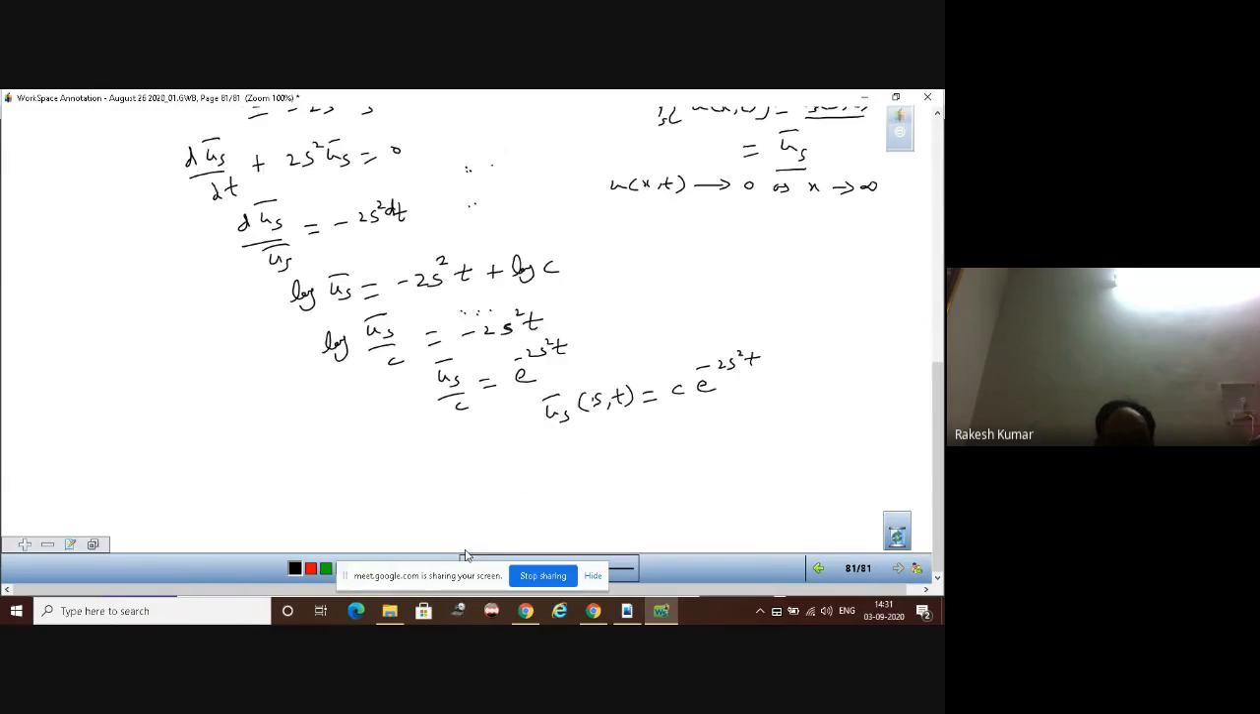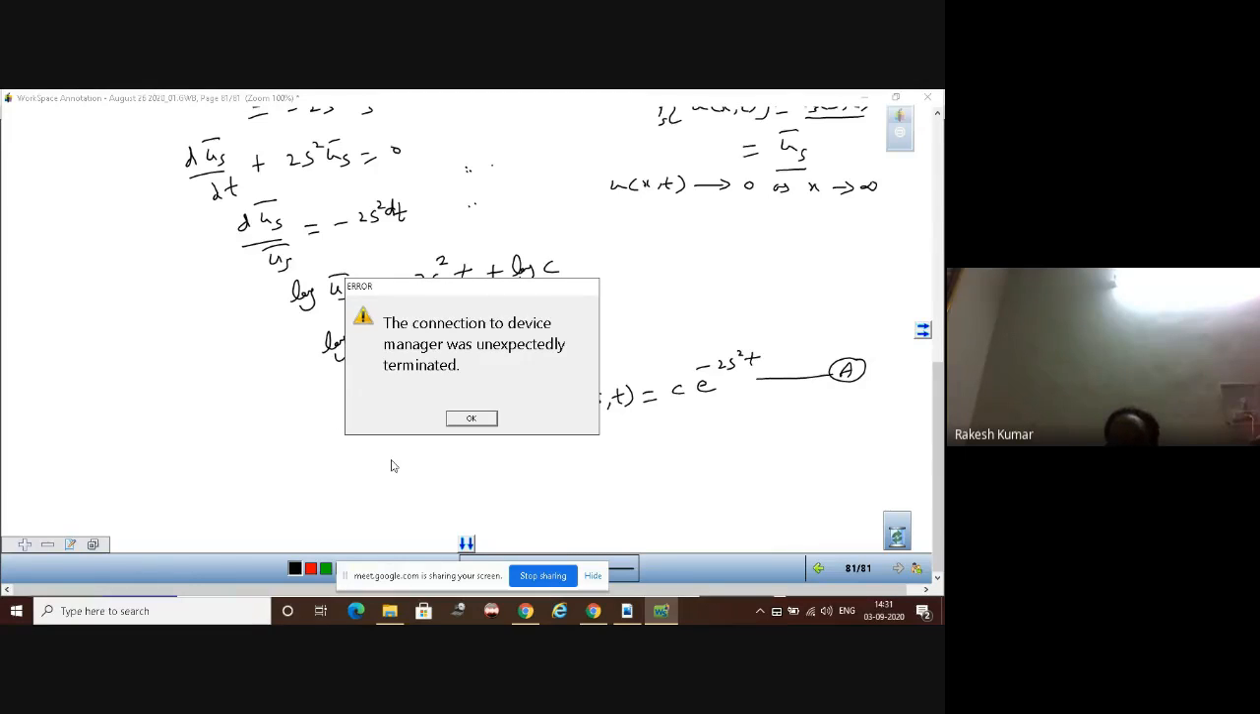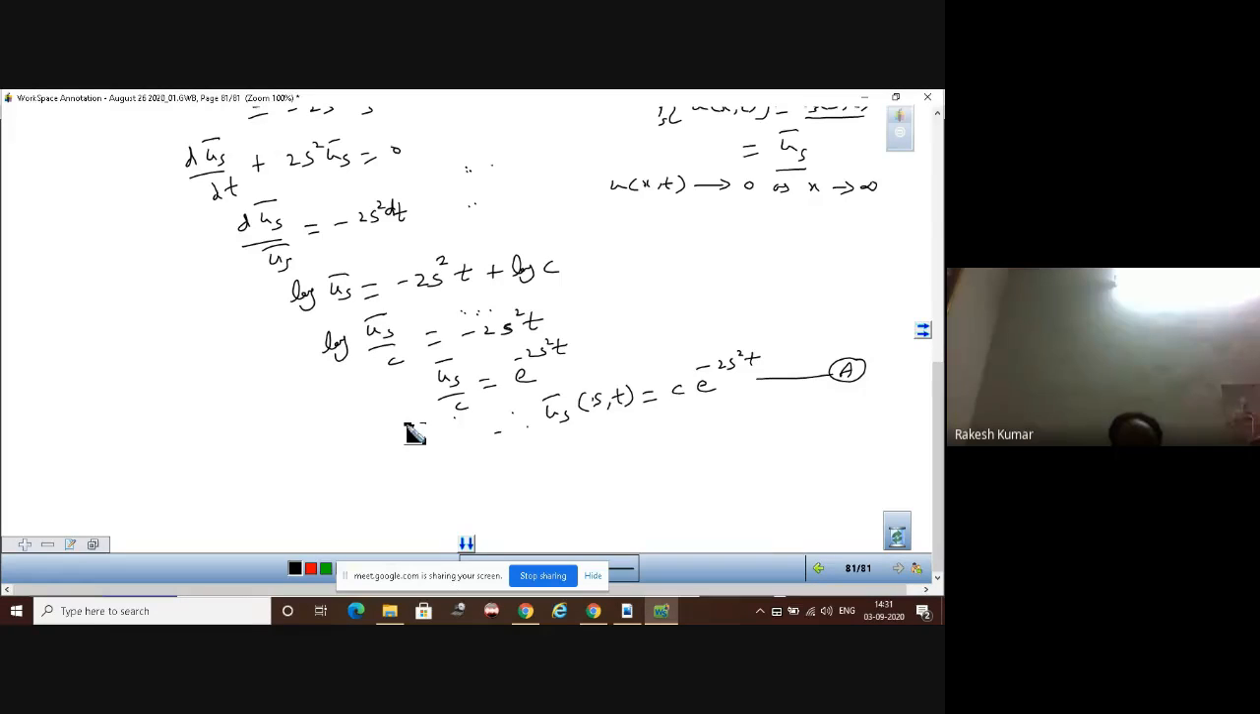Now this is the solution of question A, but this is the solution after taking the Fourier transform. Now we have to use the inversion formula to find the exact solution. So taking the inversion sine formula, we have to apply it from 0 to infinity.